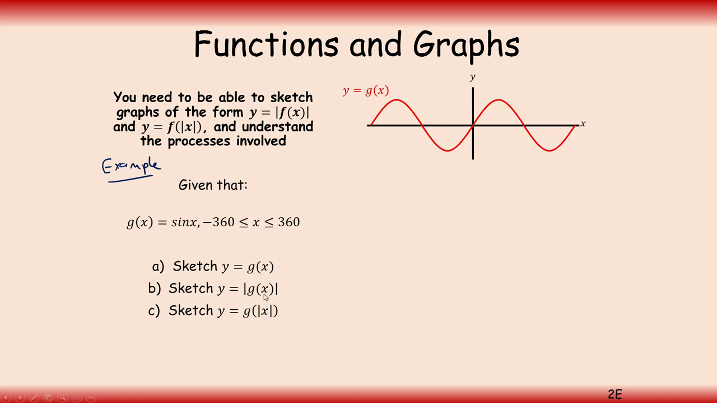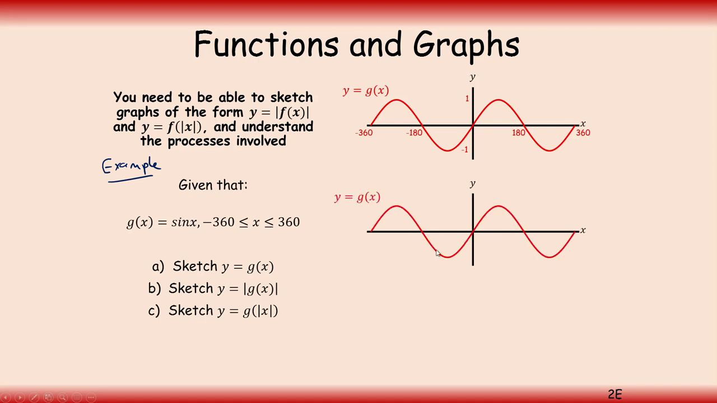Now we're going to sketch the modulus of the function of g of x, which means that anything below the x-axis is going to be reflected. So these portions here are going to be reflected because the whole function is always positive, like so, and then we remove those bits there. So that's your y equals the modulus of g of x. So the function is always positive, can't go below 0.